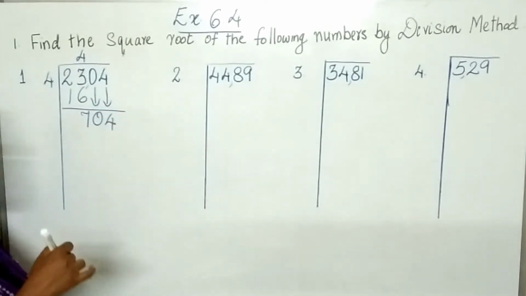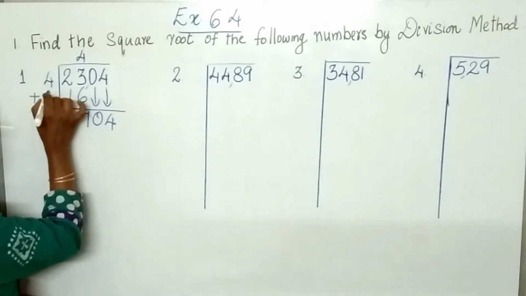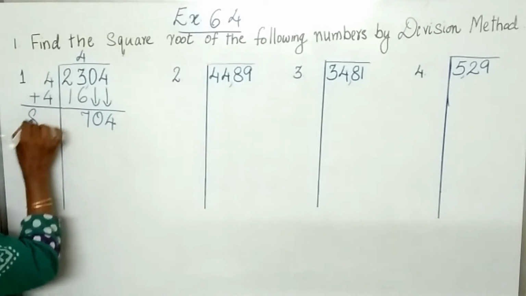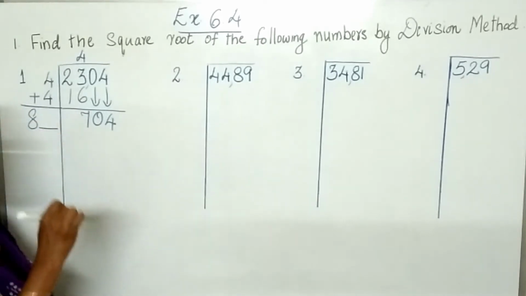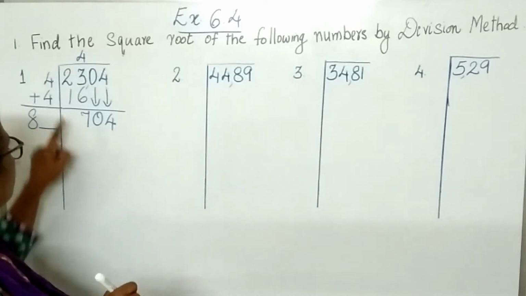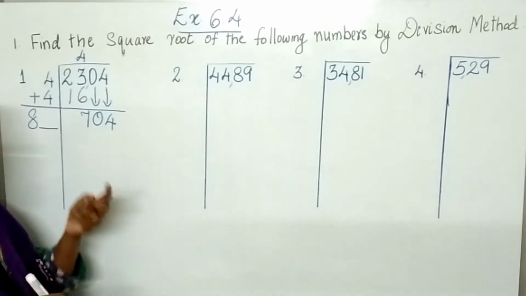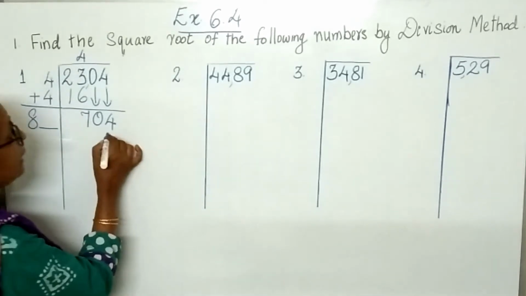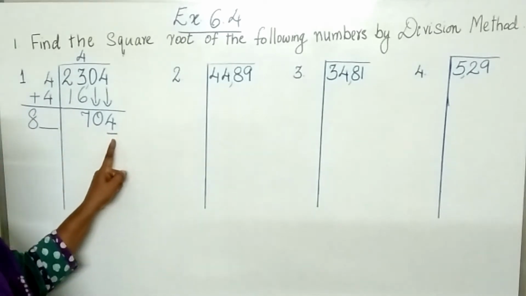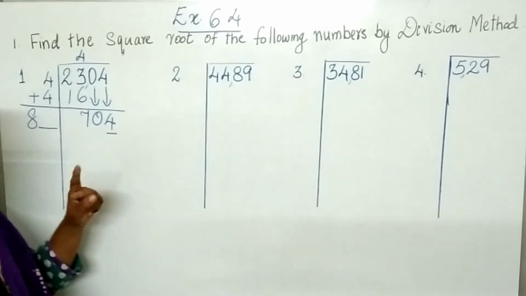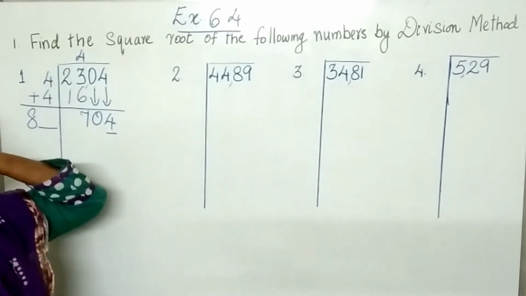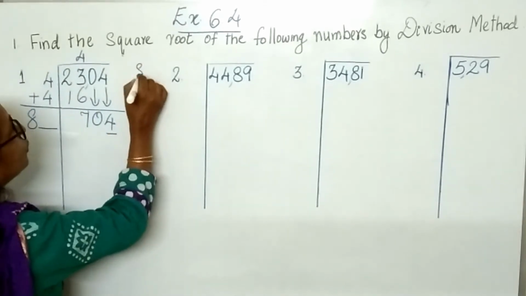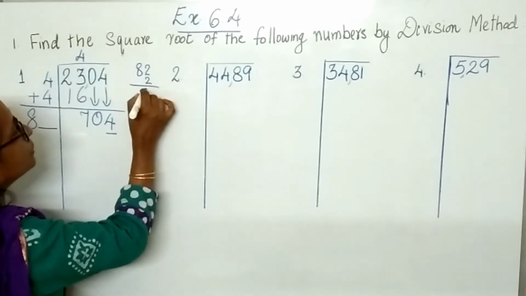So 704. The next step is to add 4 here, the same number which you wrote. So we get 8. Now write any digit here and multiply by the same digit to get this number or a number less than that. Let us see by which number can we multiply. Here the unit place is 4. So we know that 2 2s are 4 or 8 8s are 64. So we'll try first with 2. So 82 multiplied by 2.